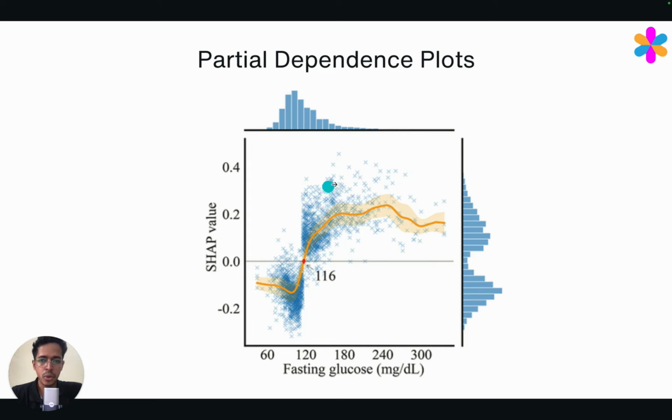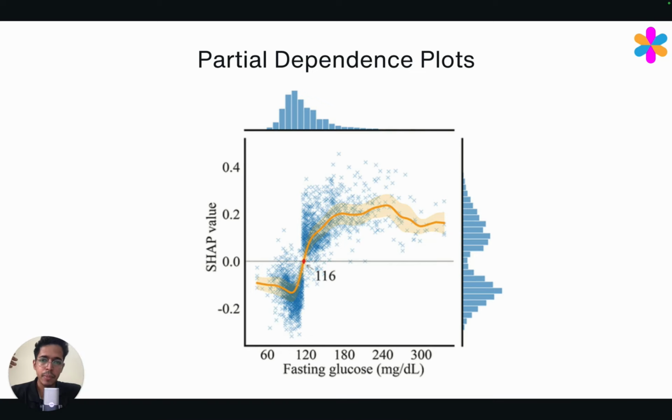We'll come to the blue dots in a bit, but the yellow line is the line that we are looking at. The X-axis is fasting glucose, the Y-axis is SHAP value. Don't worry what exactly SHAP value means. Only understand that if fasting glucose is greater than 116, the SHAP value is positive. If it is less than 116, the SHAP value is negative. What that means is this feature, fasting glucose, positively correlates with the prediction outcome if it is greater than 116.